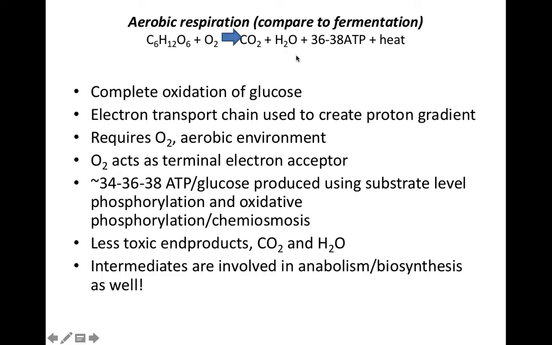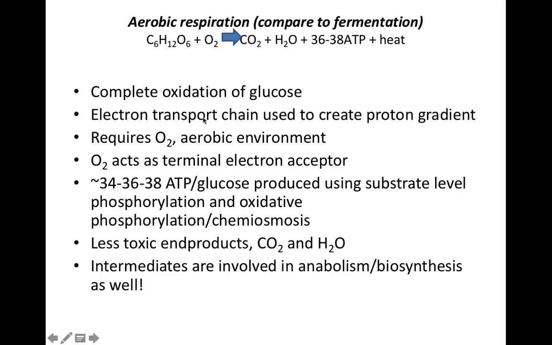And why is the cell doing this? To release a huge amount of energy. About a third of it will be captured in making ATP. And these are the hypothetical maximum yields, 36 to 38 ATP, depending on whether you're a prokaryote or eukaryote. And then 2/3 of the energy will be lost as heat. So key events in aerobic respiration: it's the complete oxidation of glucose, not partial oxidation as we saw in fermentation.